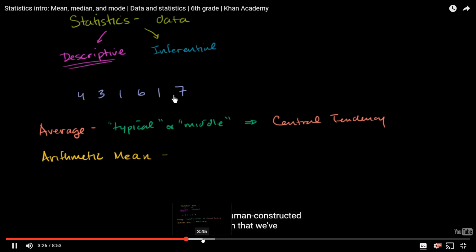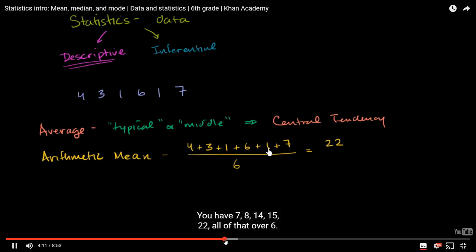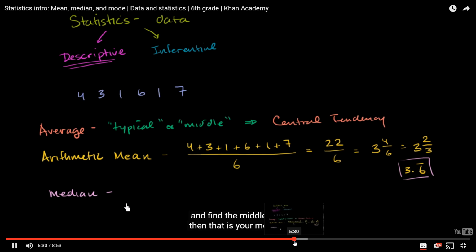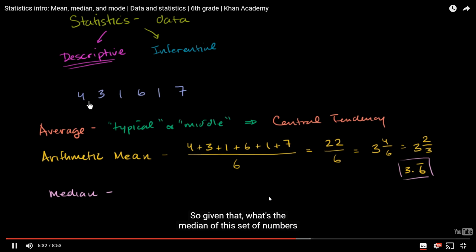This is a human-constructed definition. So we have the mean, and the median is the middle number. Given that, what's the median of this set of numbers going to be? Let's try to figure it out. Let's try to order it.